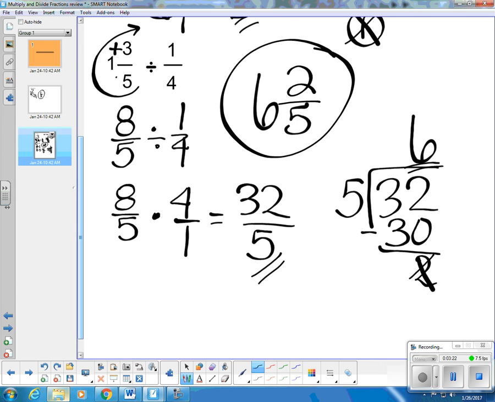Okay, that was our quick review of multiplying and dividing fractions. Hopefully you found that helpful.